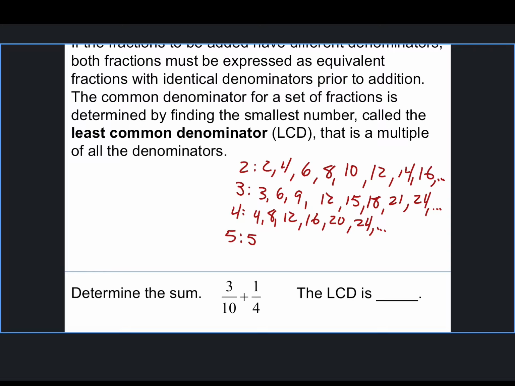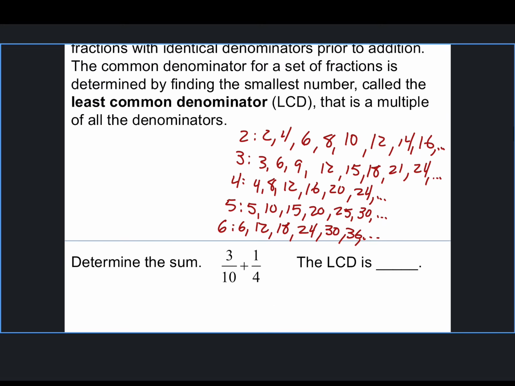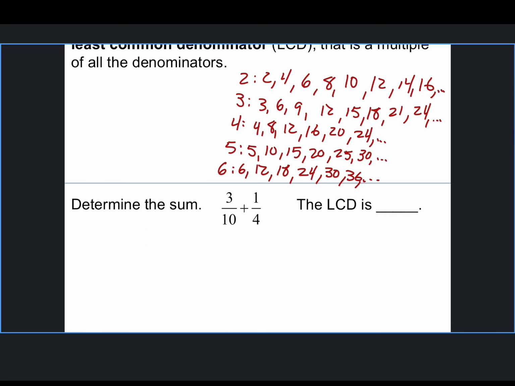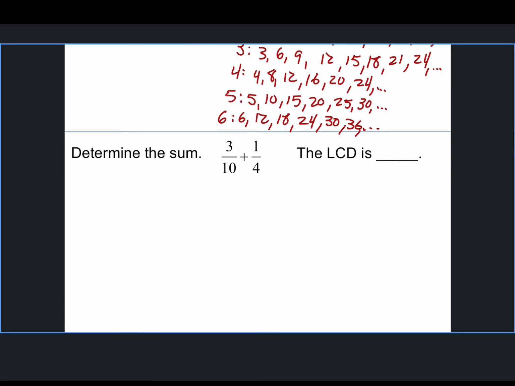Multiples of 5 are 5, 10, 15, 20, 25, 30, and so on. I'm going to go up to 6. Multiples of 6 are 6, 12, 18, 24, 30, 36. I see a lot of 12s in there. It's pretty common that we'll end up with 12 because 12 is a multiple of a lot of things, which is good, right? That means that we'll end up having an LCD of 12 a lot. But not in this example. We have 3/10 plus 1/4.